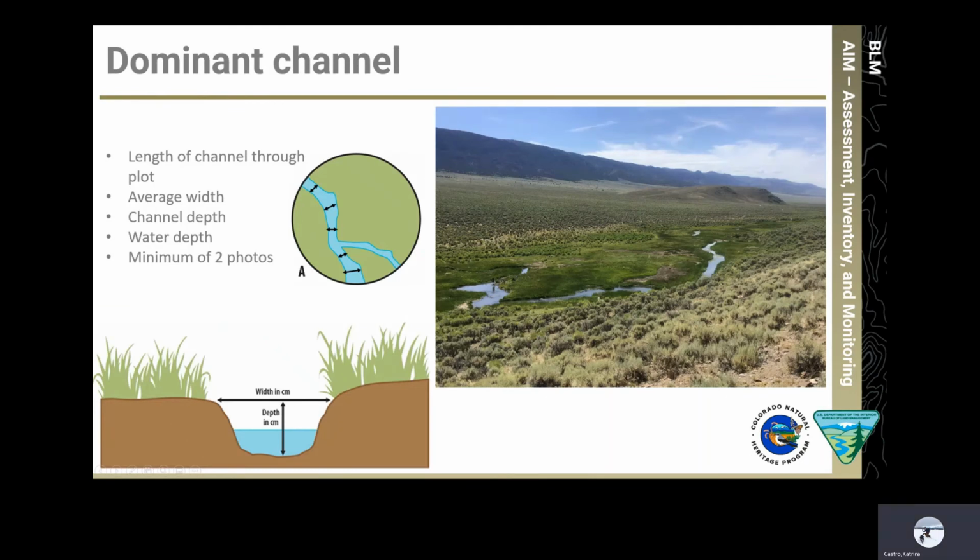If one or more channels flow through the monitoring plot, you will need to record its characteristics. If there are multiple channels within the monitoring plot, take measurements on the widest channel. Channels may include small, stable stream channels, rivulets, or channels formed by headcuts and incisions in wet meadows.